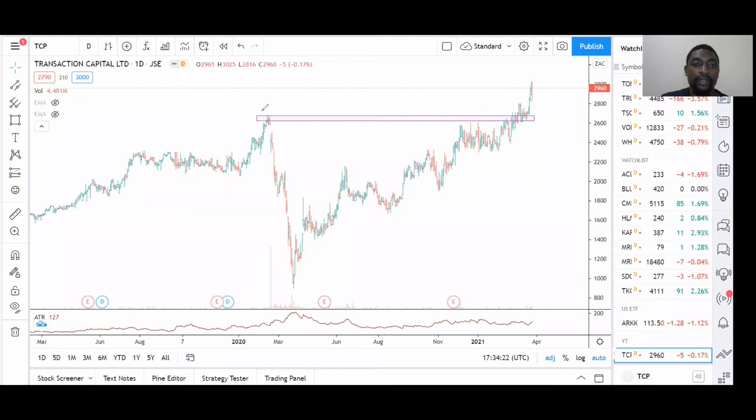As you can see, Transaction Capital was on an uptrend before the emergence of coronavirus disease in South Africa, of which we saw the JSE losing some strength there. Almost all the stocks started to fall. And then what we saw is that Transaction Capital found support somewhere around March 2020, and it has been on an uptrend, as can be seen with the series of higher lows and higher highs.